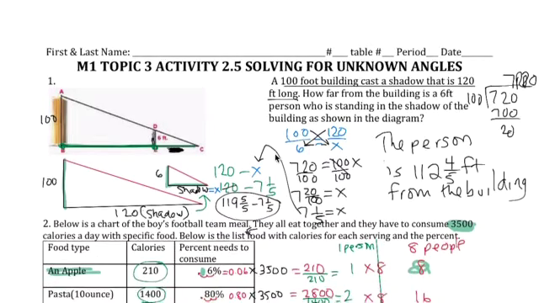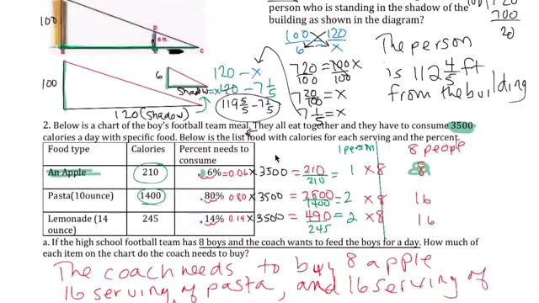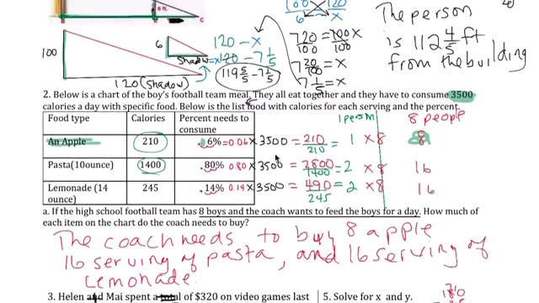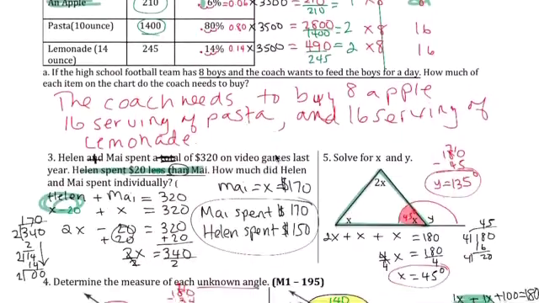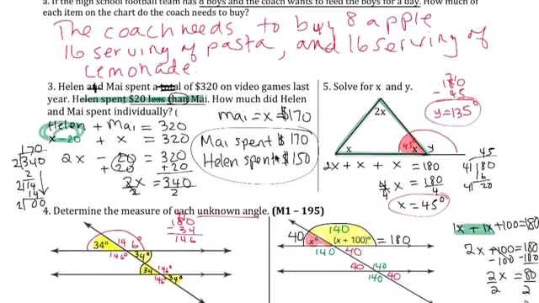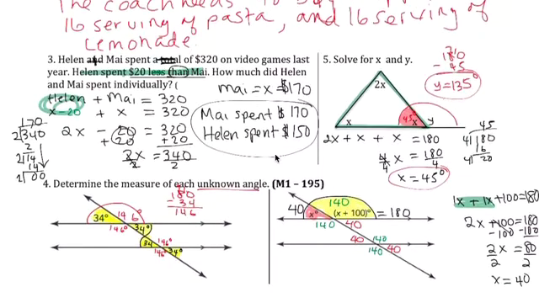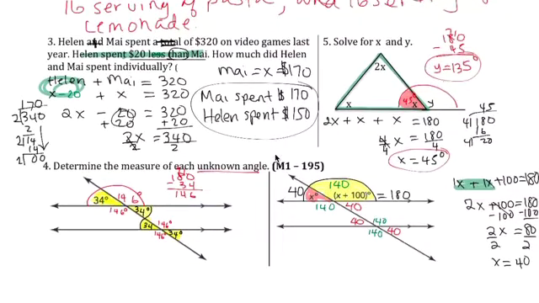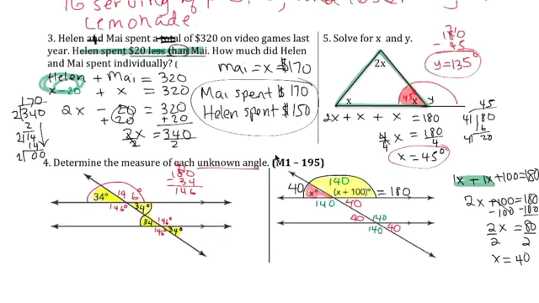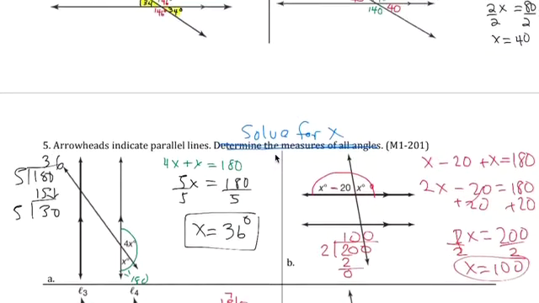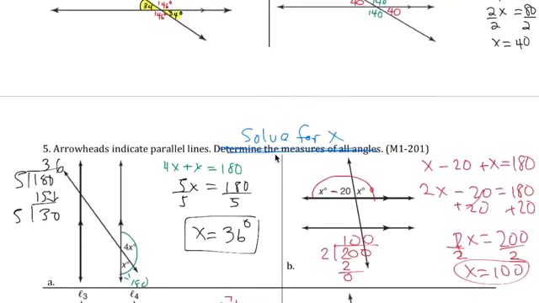Okay, this is the homework. So this is number 2. We did number 3, 4, 5 in class. Okay. So, and this is the back, number 5.